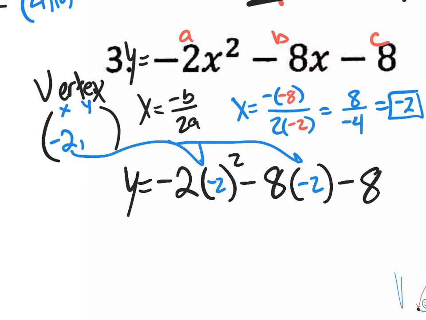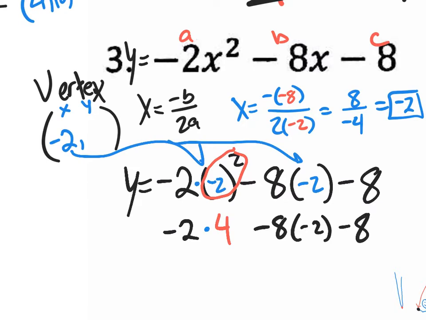PEMDAS is always in effect. Start with exponents. Negative 2 squared, that's positive 4. But we still need to multiply it by that negative 2 out in the front. So let's put that negative 2 out in the front. Might as well rewrite the whole thing. Minus 8 times negative 2 minus 8. So let's do the multiplication next.